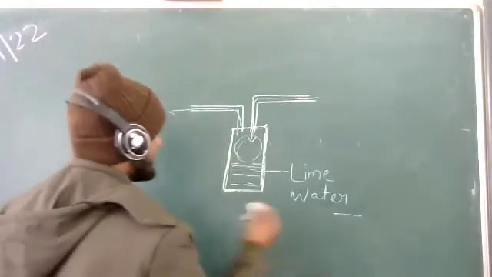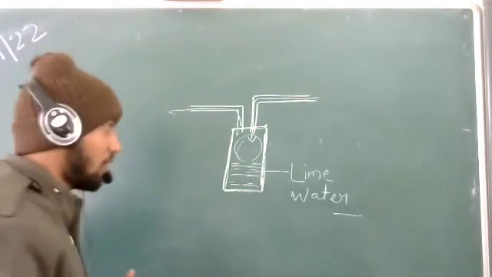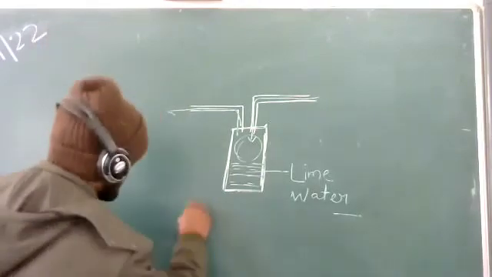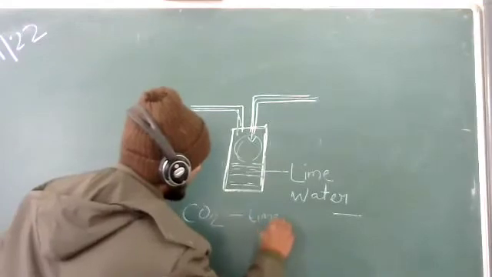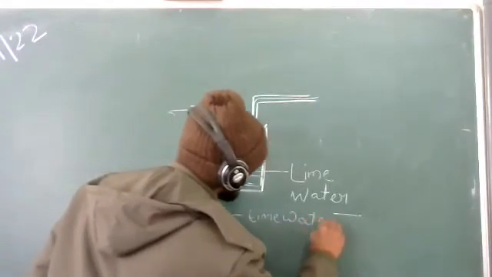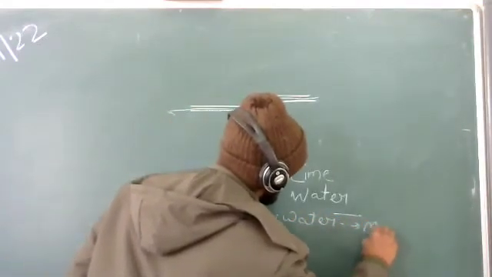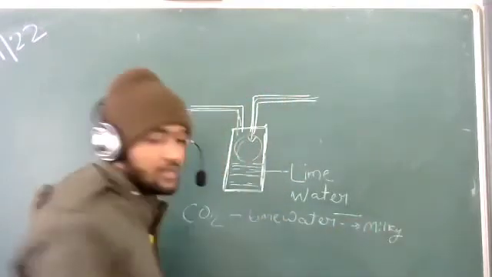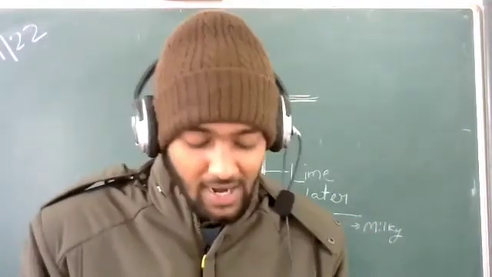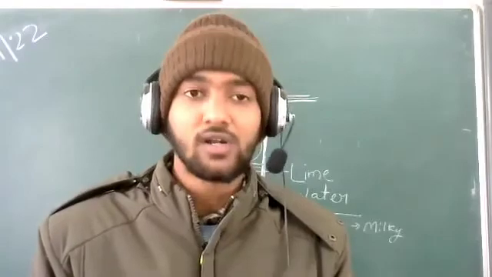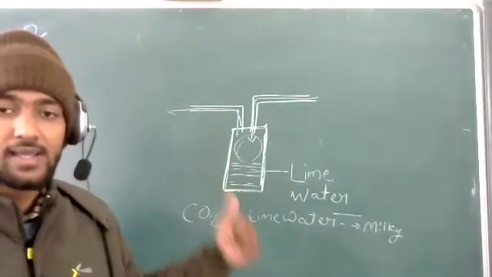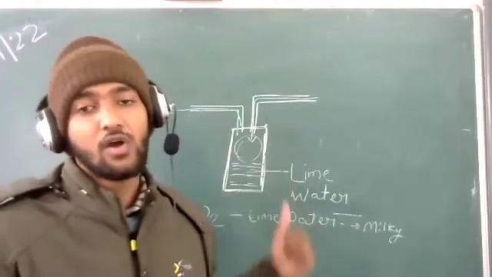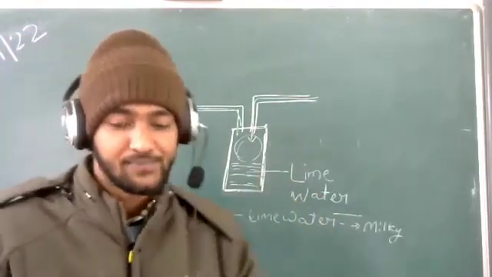There is a phenomenon when carbon dioxide passes through lime water: it changes color and turns milky white. After sucking air for some time, the lime water turns milky. So it proves that carbon dioxide is present in the air. Carbon dioxide is a component of air.